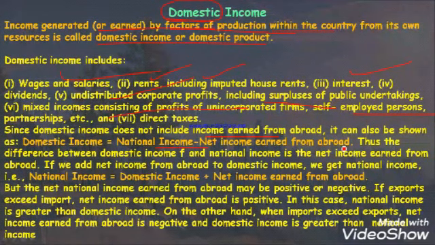Why did I say that? Because domestic income means within the country. Thus the difference between domestic income and national income is the net income earned from abroad.